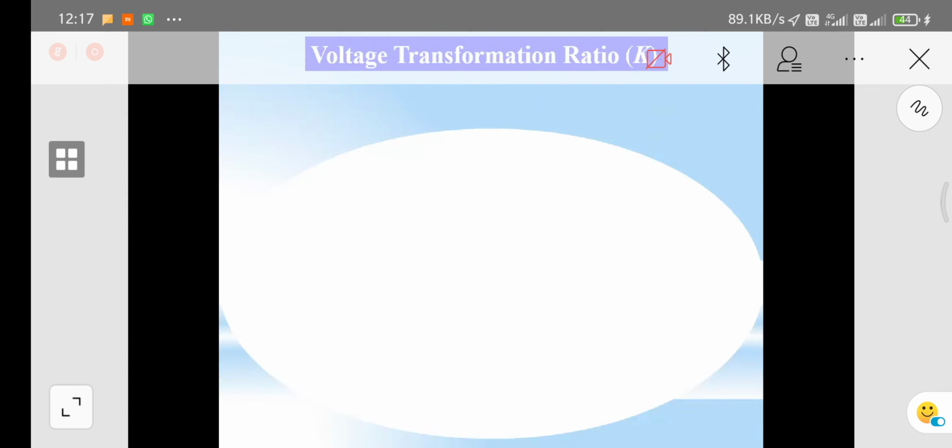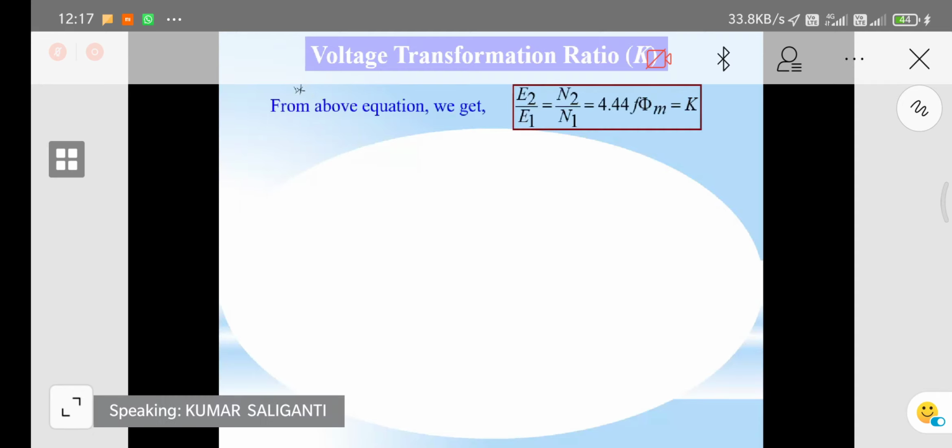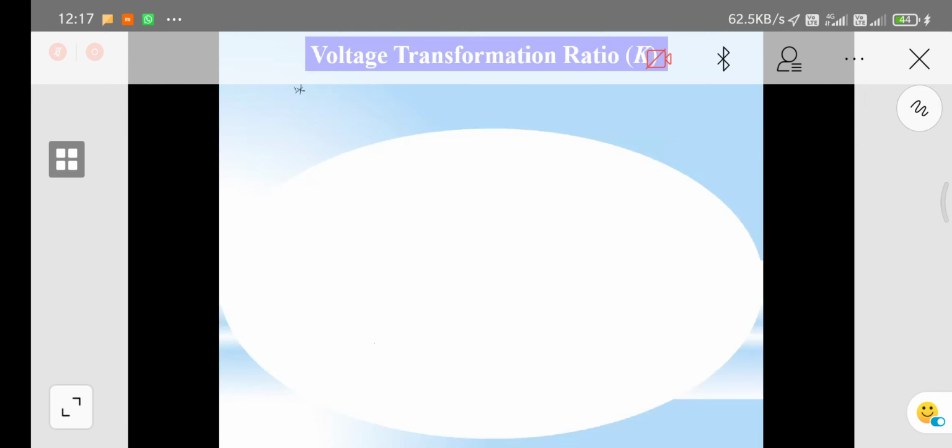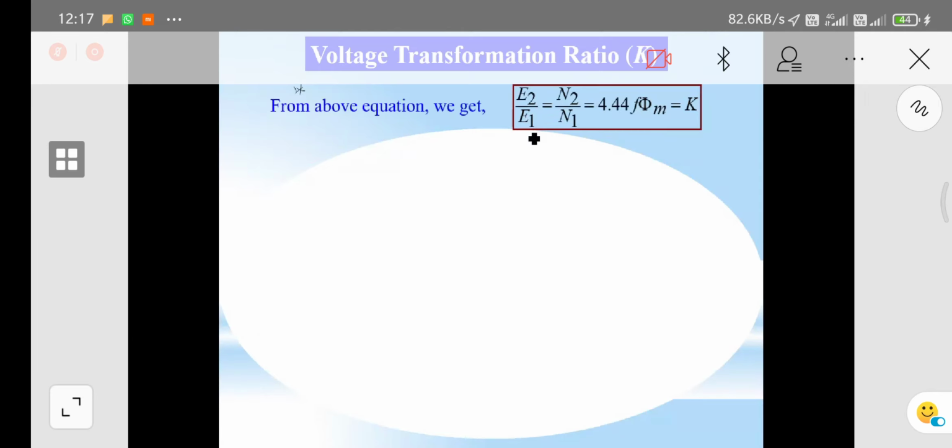This is the voltage transformation ratio. This is also most important for competitive examinations. From the above equation, we get E2 by E1 equal to N2 by N1, equal to K. Already I discussed this with you. This constant K is known as the voltage transformation ratio.